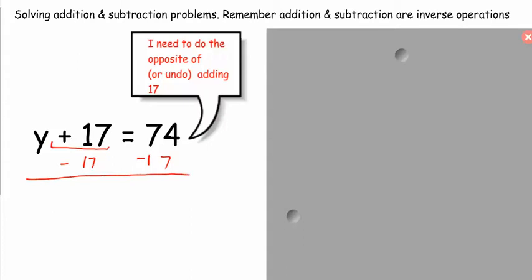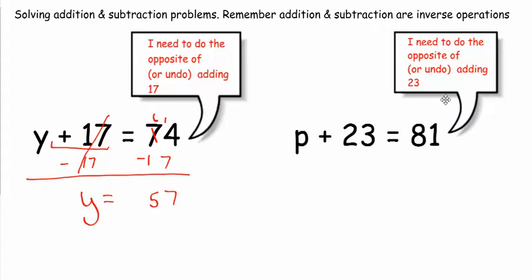These would cancel out, which is exactly what I wanted. If they don't cancel out, then you've done something wrong. That means you have a plus 17 minus 17. So I'm left with y on this side, and then this would be 57. If you want to plug it back in, 57 plus 17, yes, that gives me 74. Okay, let's go for the next one.